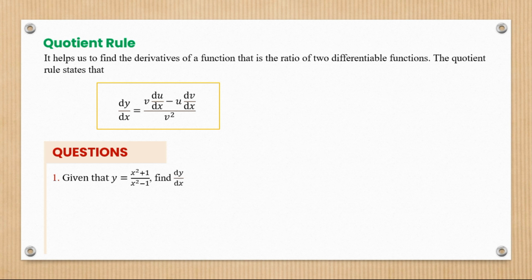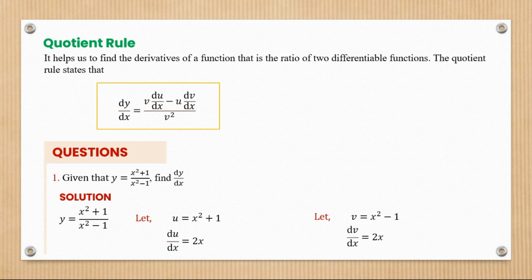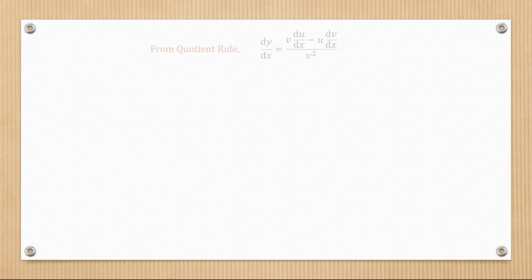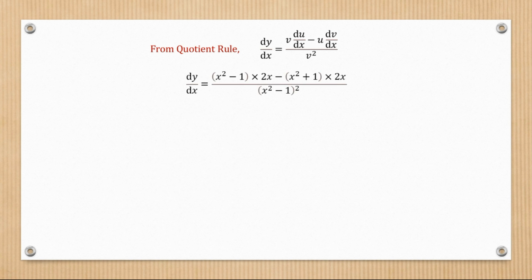In this case, we're going to let u always represent the numerator value and v represent the denominator value. So we let u be equal to x squared plus 1, therefore du/dx is equal to 2x. Then we let v be equal to x squared minus 1, which means dv/dx is equal to 2x. So from the quotient rule, dy/dx is equal to that. We substitute in the values, and this is what we end up having.